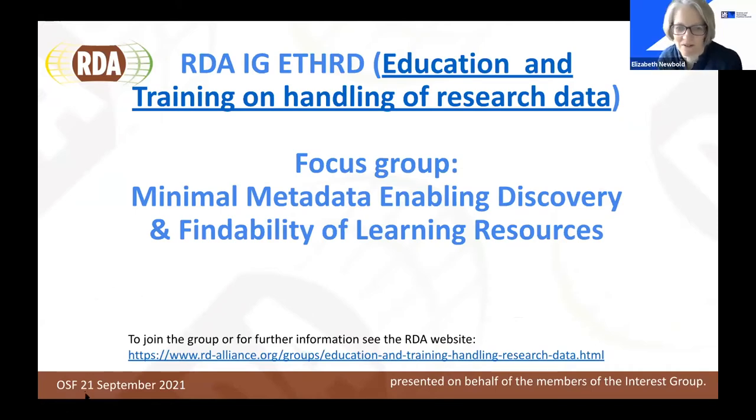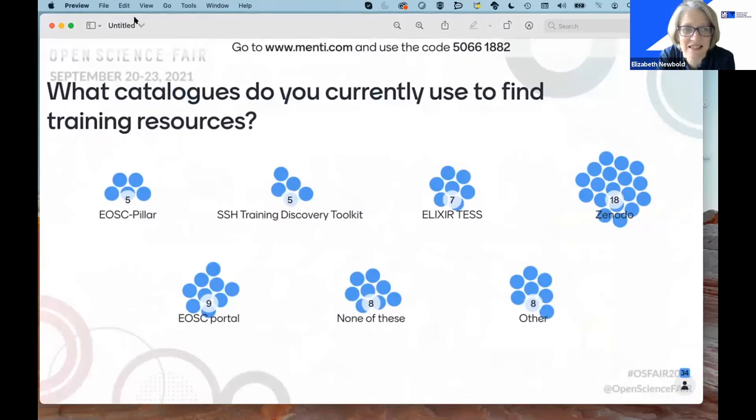So I'm giving this presentation on behalf of our focus group. This is part of an RDA interest group, and we have a focus group looking at minimal metadata enabling discovery and findability of learning resources. You will have noticed that this interest group and focus group likes to have the longest titles possible to describe what we do. We're all into describing everything, so hopefully the focus group title describes what we're looking at doing. I have just put the link to the RDA group website as well, so if you want to know more or want to join the group at some point, the link is there. We've been running now for nearly about 18 months, not quite that long, working quite intensely, meeting every couple of weeks.